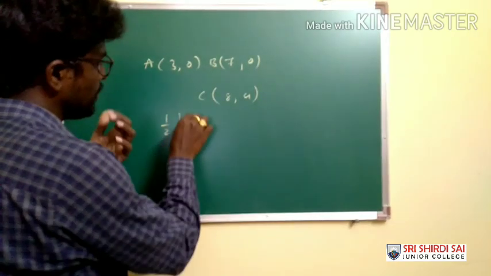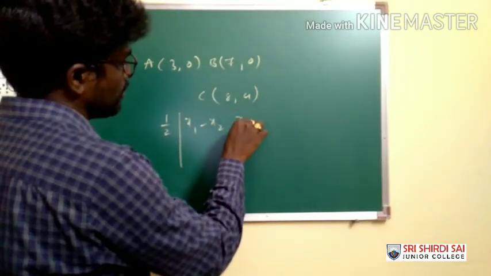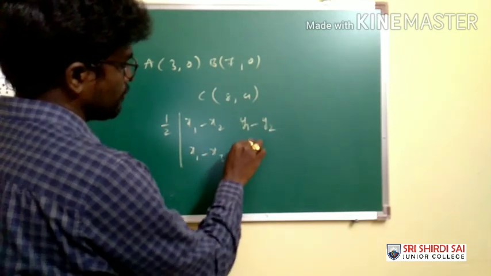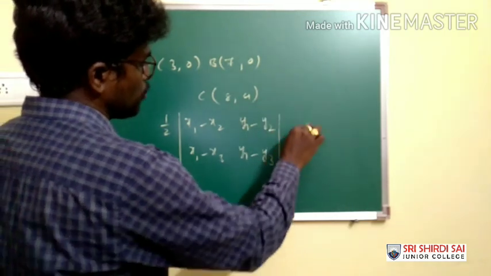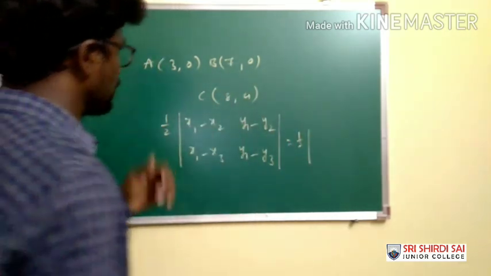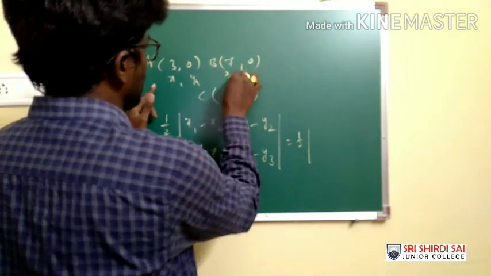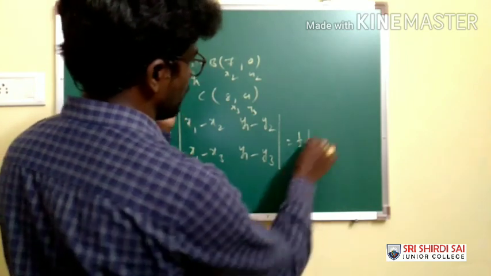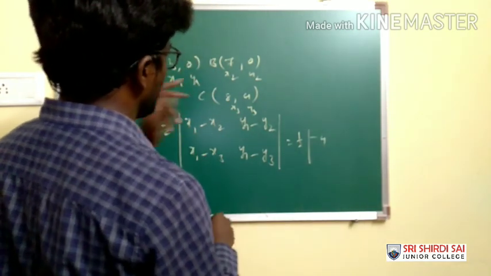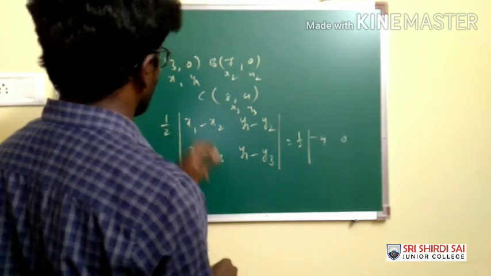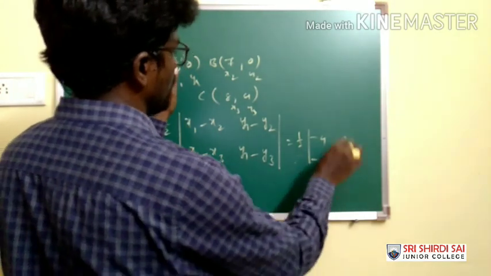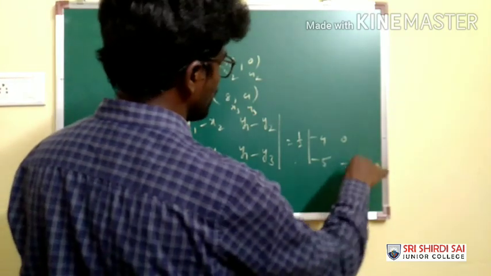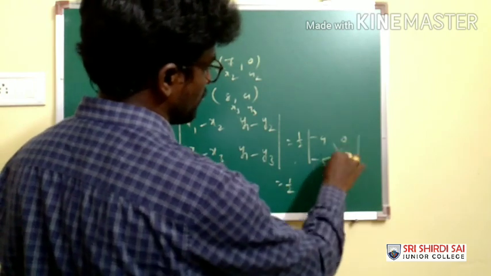Okay, let's use this method. Half mod of x1 minus x2, y1 minus y2, x1 minus x3, y1 minus y3. This formula I am going to use. Half mod of x1 minus x2, with (x1, y1), (x2, y2), (x3, y3): 3 minus 7 is minus 4, y1 minus y2 is 0, x1 minus x3 is 3 minus 8, minus 5, and 0 minus 4 is minus 4. So half, calculate that.